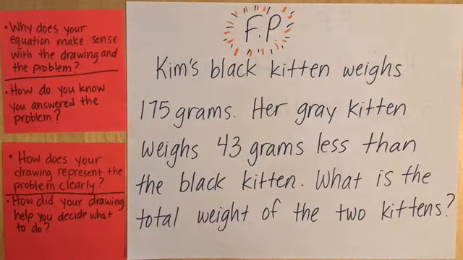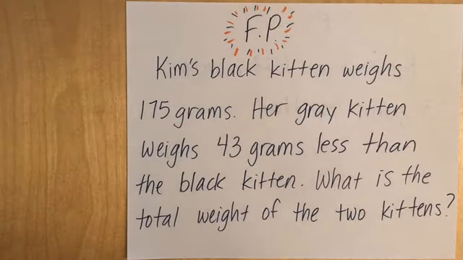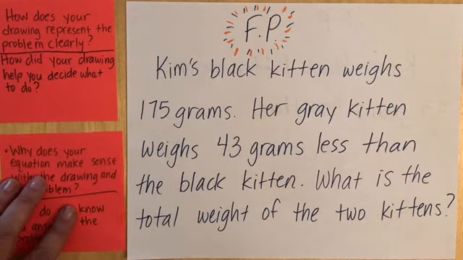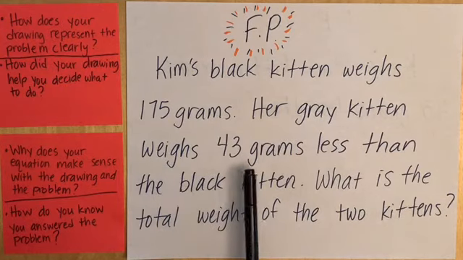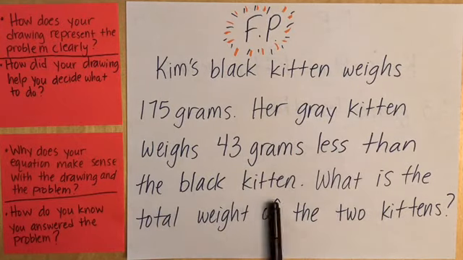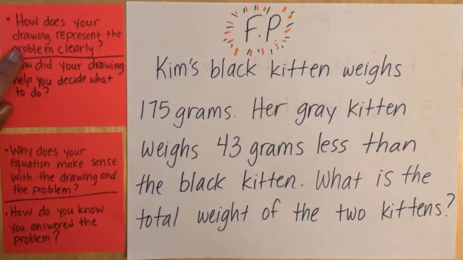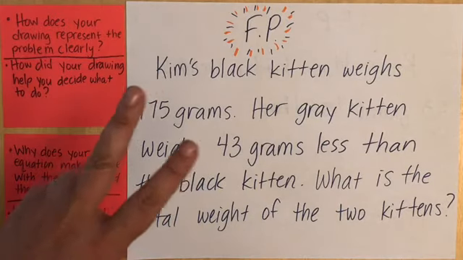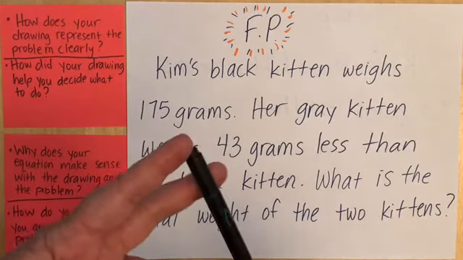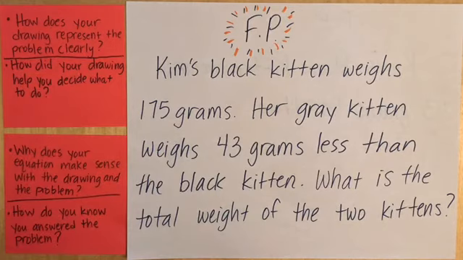All right, so today for your final problem, you guys are going to be solving this. Kim's black kitten weighs 175 grams. Her gray kitten weighs 43 grams less than the black kitten. What is the total weight of the two kittens? All right, so this is a pretty tricky problem, so make sure to really visualize what's going on and make sure to draw the problem in two different ways. So you could draw a picture and a tape diagram, you could draw a number bond, or any other strategy that you've been using that makes sense to you.